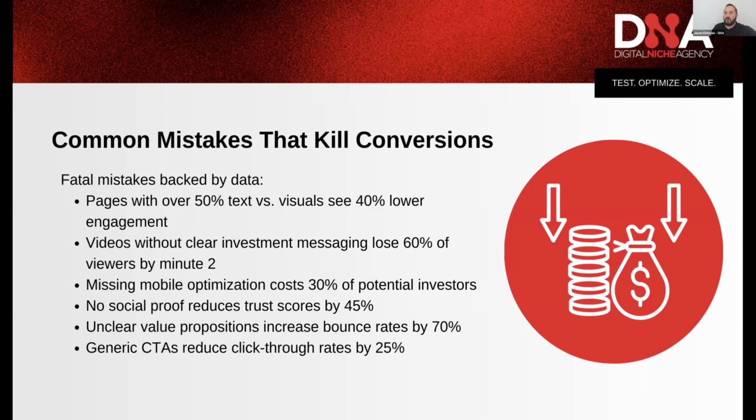And I could spend a whole hour speaking about that. That's why the top brands are where they're at. It's how you obtain digital market share. Even more so on these Reg CF and Regulation A Plus campaigns. Also, unclear value propositions increase bounce rate by 70%, meaning people are not getting to the next page. Generic call to actions reduce click-through rates by 25%. Be very personalized with your audience.